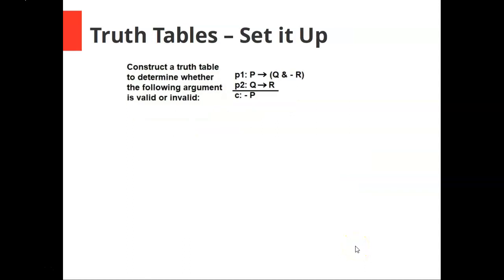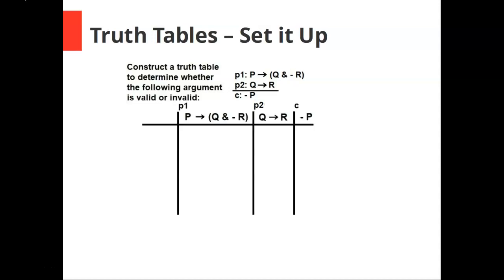Here's another example. It's going to be a little bit more complicated. Premise 1, if P, then Q and not R. Premise 2, if Q, then R. And then the conclusion, not P. But it's going to be similar, in that we're going to set up our truth table in the same way. Draw our cross. The upper right-hand corner has the premises and the conclusion. The upper left-hand corner has every simple sentence that appears in those complex sentences. And the lower left-hand corner has every possibility in regard to the truth and falsity of those sentences.